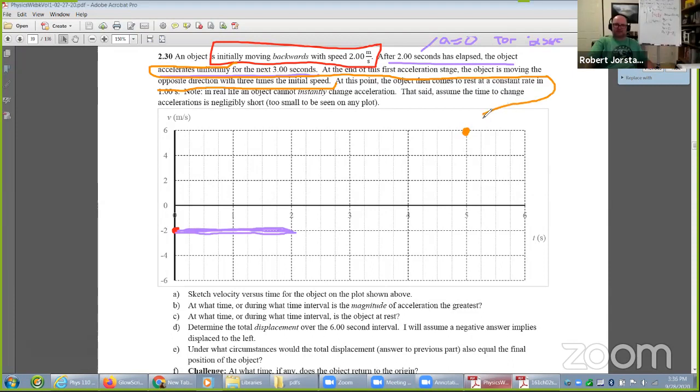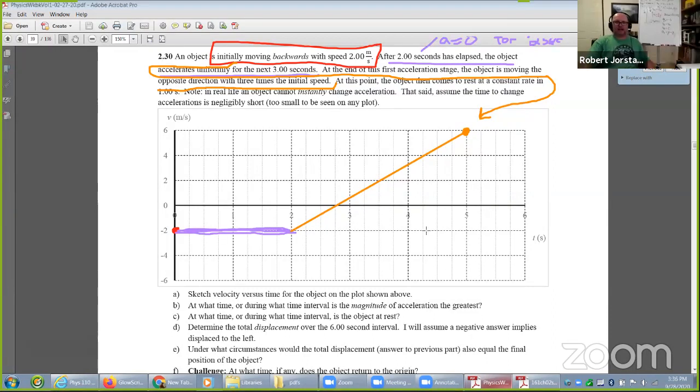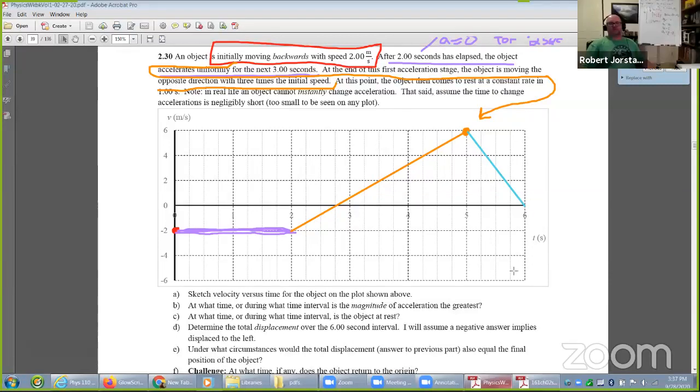And then what else does that tell us? If it accelerates uniformly, what does that mean? That's a straight line. Right? That's a lot. And then somebody else, it says it comes to rest at a constant rate in 1 second. All right, so what does that imply? It goes to 0 in a straight line. Yep. And so from there, now we're off to the races.